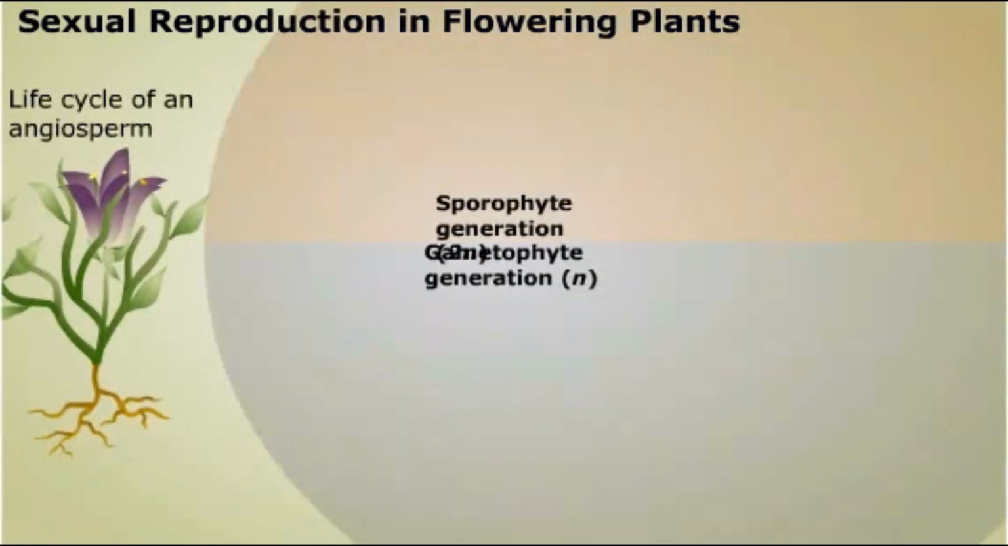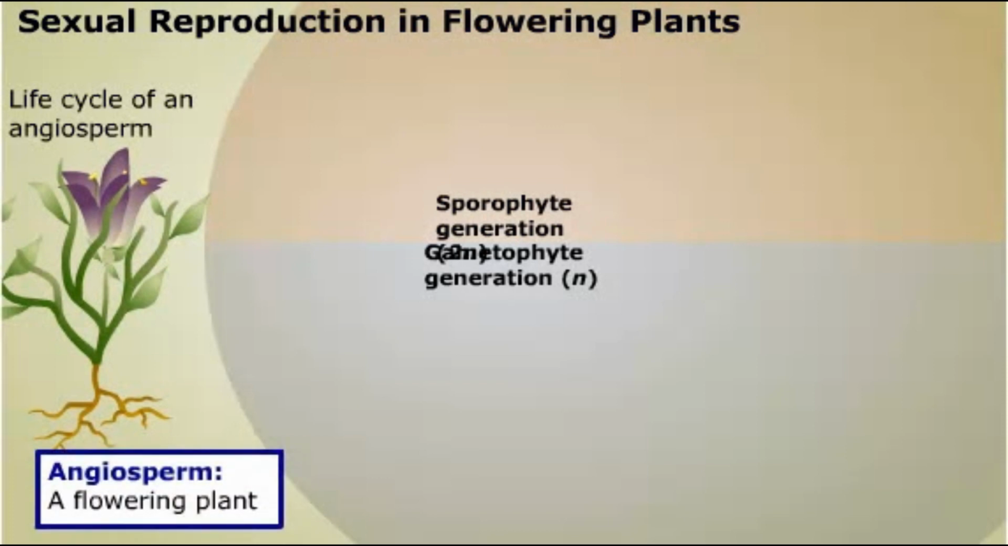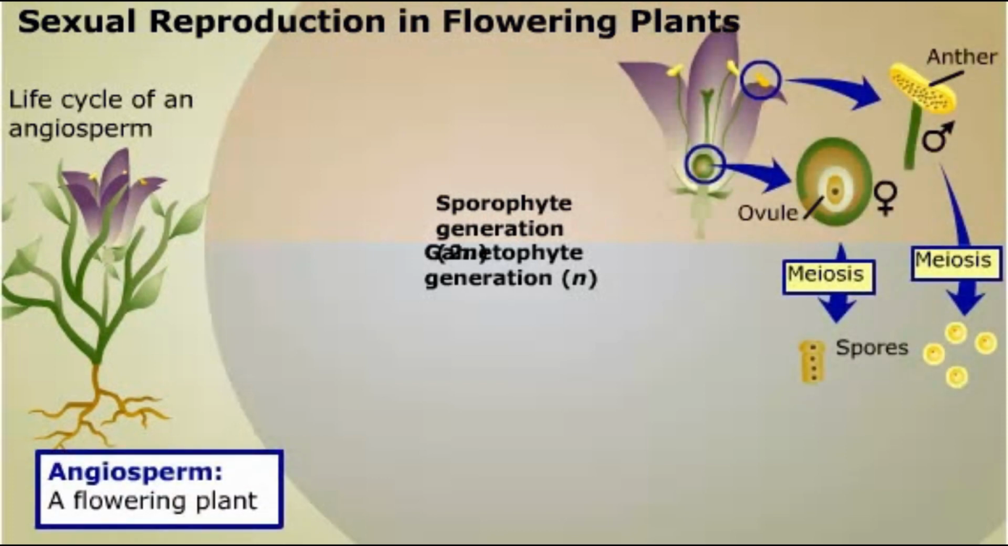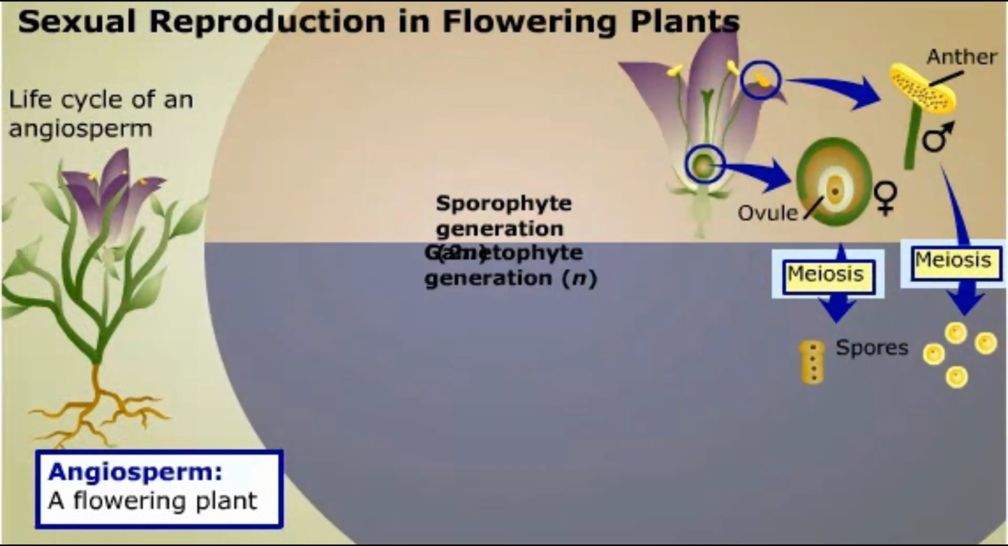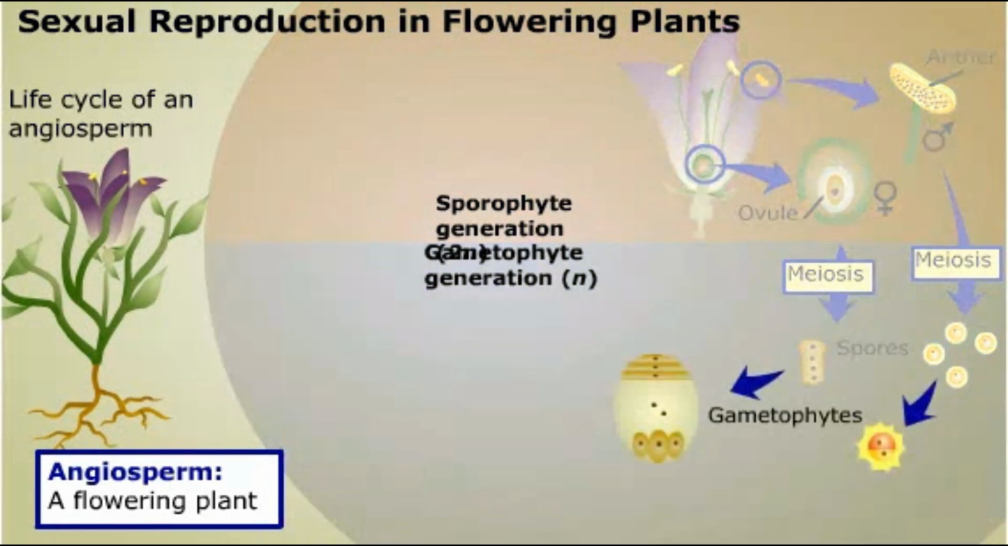Sexual reproduction varies among plant groups. In flowering plants, the angiosperms, the diploid sporophyte produces haploid spores by meiosis. Meiosis marks the transition from the diploid sporophyte generation to the haploid gametophyte generation. The haploid spores divide by mitosis to form male and female gametophytes that then produce the egg and sperm cells.